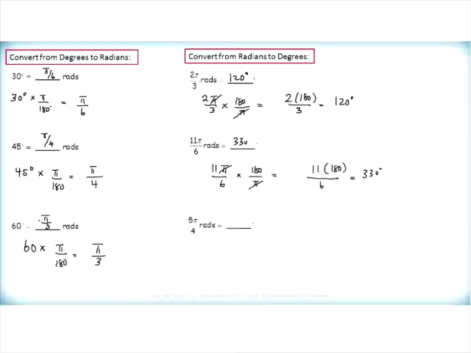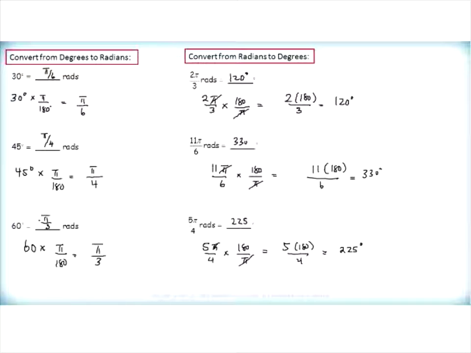330 degrees. Last one here, 5 pi over 4. I simply again multiply by 180 over pi. The pi's will cancel. I get 5 times 180 divided by 4, which will give me an answer of 225 degrees. 225.